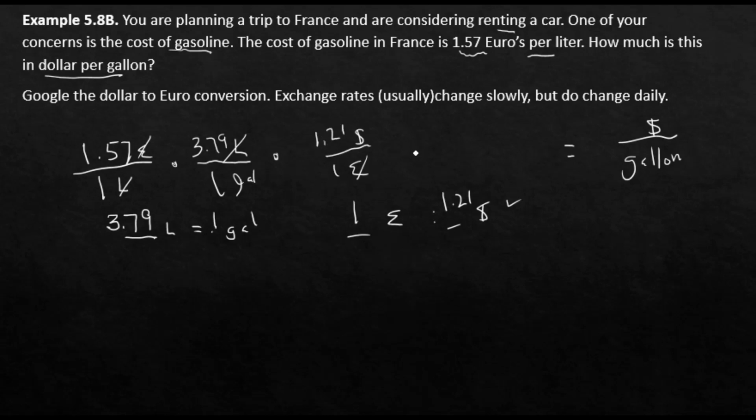So now I'm just going to multiply straight across. So I'm going to get out my calculator and multiply 1.57 times 3.79 times 1.21. And on the bottom, 1 times 1 times 1 is 1. And so when I do that, I get $7.2 per gallon. Well, it's a whole lot more than we pay, isn't it? But the price of gas in Europe is very high.